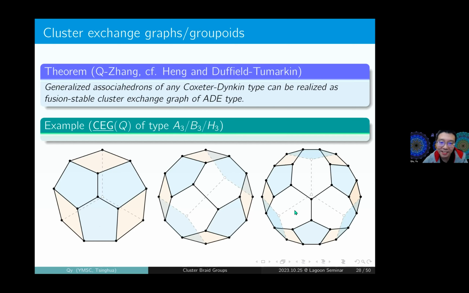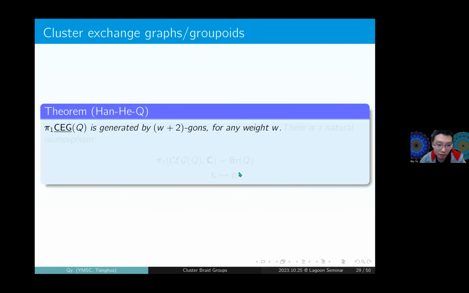So in the non-simply laced case, the pi1 of the unoriented exchange graph is not just squares and pentagons, but also (m+2)-gons. So that's the first thing you need to notice. So when you have an (m+2)-gon, m is the weight in the Coxeter diagram, then when you double it, you need to glue in the relation x squared equals y^m, which generalizes square and pentagon. But that's what you do.